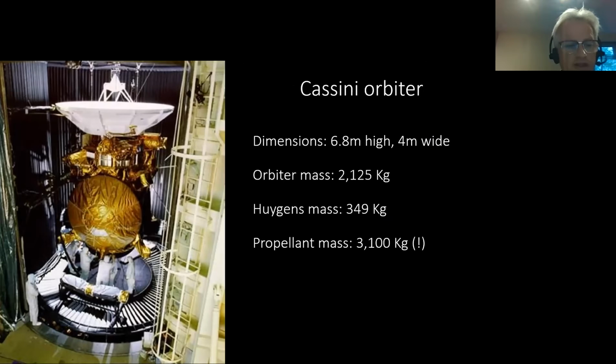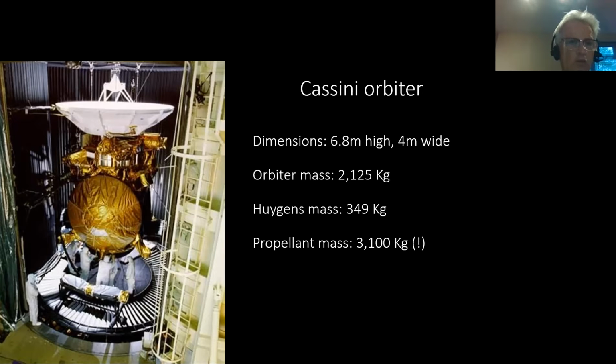So this is an image of the Cassini orbiter as it was on the ground before it was launched. And you can see the scale of it. It's nearly 7 meters high. There are various engineers working on it at the base of the image. You can see halfway up and facing the photographer almost is the Huygens lander, which is that circular hemispherical shaped spacecraft. And that's the lander that Cassini took with it to Saturn.